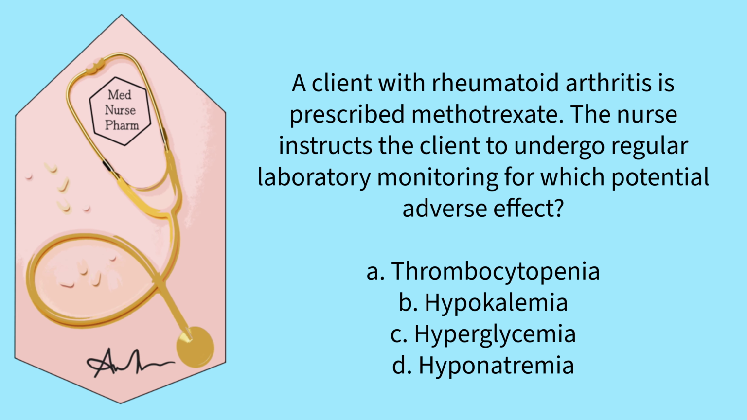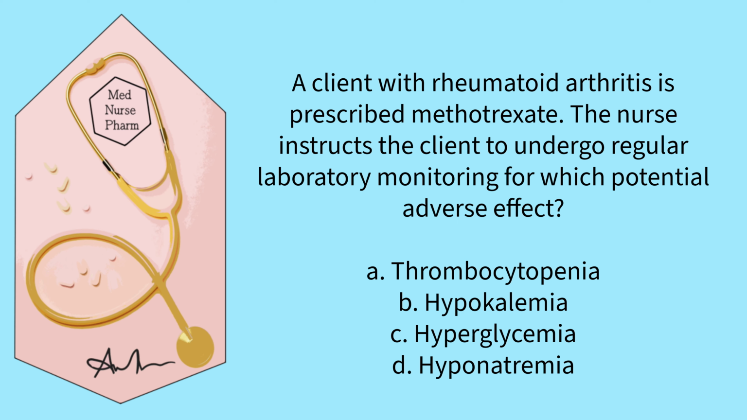A client with rheumatoid arthritis is prescribed methotrexate. The nurse instructs the client to undergo regular laboratory monitoring for which potential adverse effect: A, thrombocytopenia; B, hypokalemia; C, hyperglycemia; D, hyponatremia. Pause the video and select your answer. The correct answer is A, thrombocytopenia.